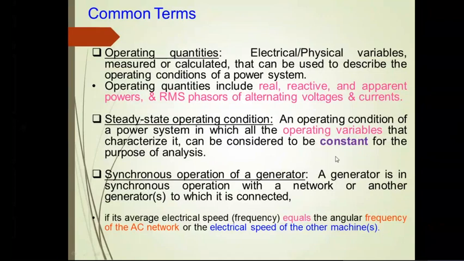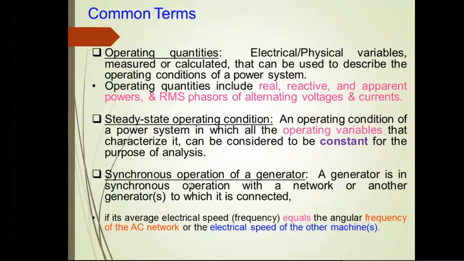So if I say that you have a perfect match of power generation and the demand, because normally you have load changes, and you are able to match the generation against the variation of the load demand, and thereby restore these operating variables to the nominal value such that they remain constant, then in that case it is referred to as steady state operating condition.